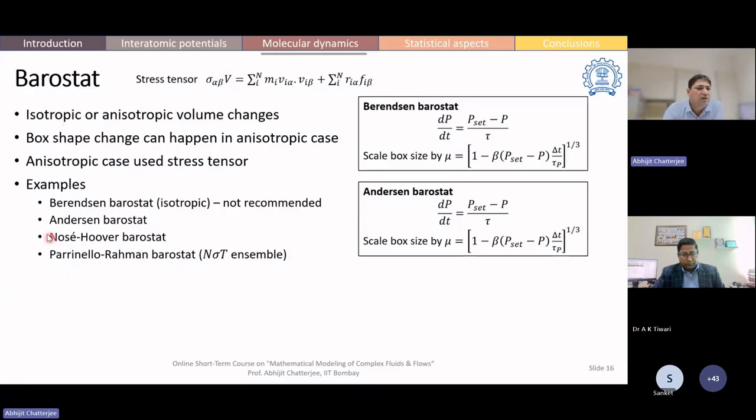So there is a variety of barostats available, and I don't think I have the time to really go through these in detail, but one can basically set the pressure, and one can modify the volume at different time steps based on the set point and get a desired pressure.